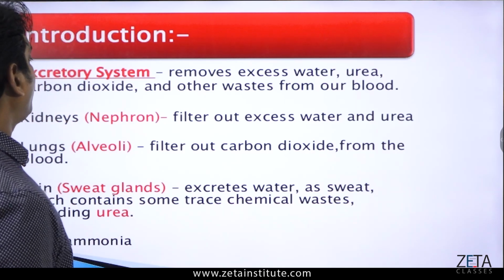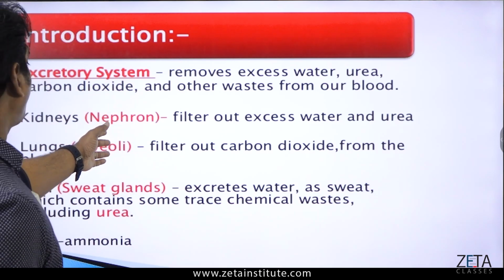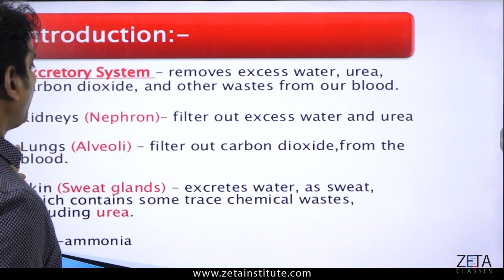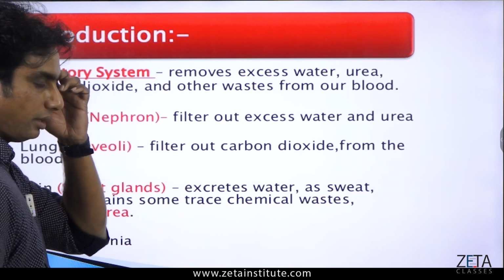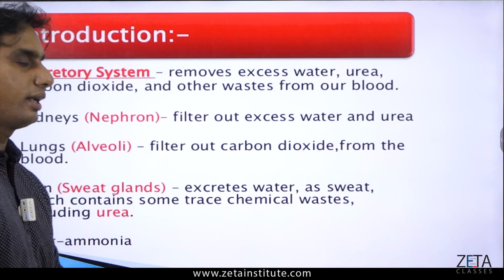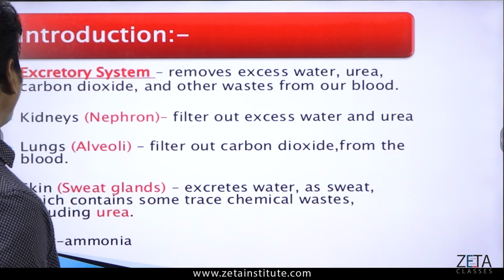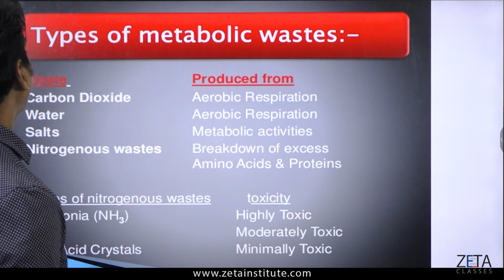What are the things we excrete? The excretory system removes water, urea, carbon dioxide and other waste like creatinine and salt. Kidneys do the filtering process. Lungs filter out carbon dioxide. Skin excretes water as sweat. Liver excretes ammonia. So it is not only kidneys that do excretion. There are some other organs: skin, lungs and also the liver. Excretion is being done in various forms.